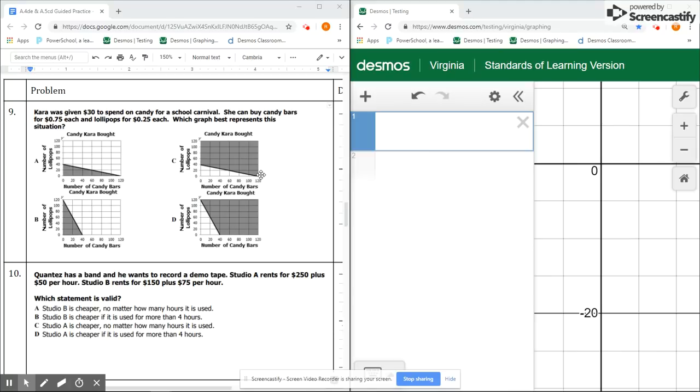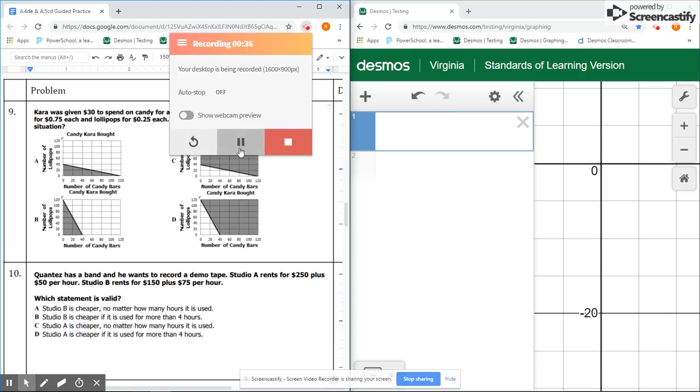I think you should set up an inequality. That's a great idea, Mr. Wilson. We're going to set up an inequality really quickly.